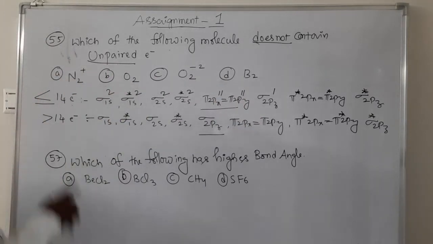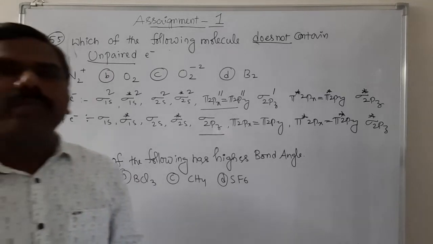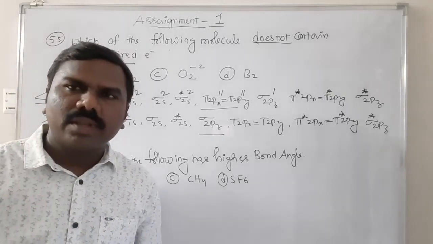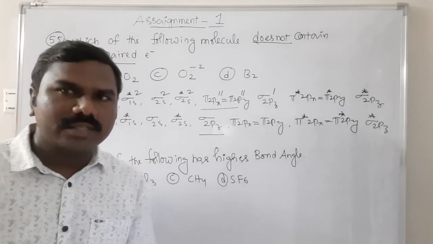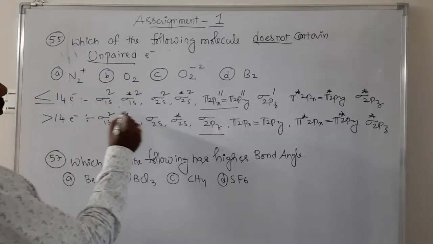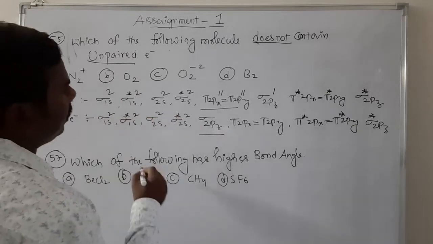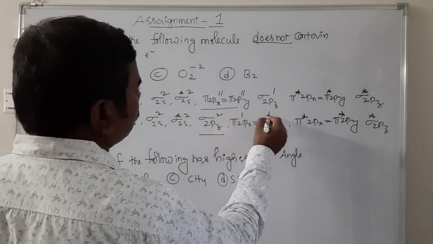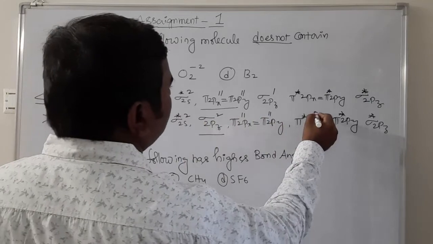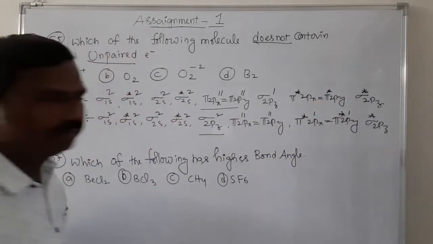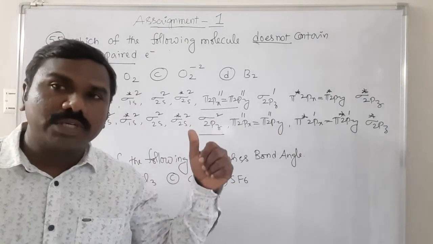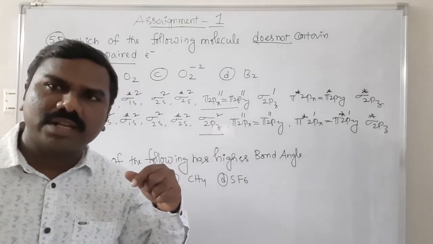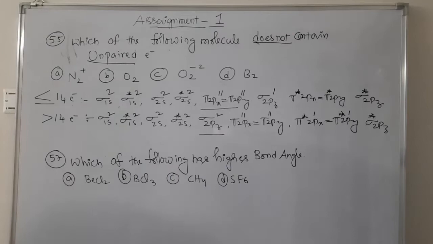O2: oxygen has atomic number 8, so 2 oxygens, 2 into 8, 16 electrons need to be filled. 2, 4, 6, 8, 10, 11, 12, 13, 14, 15 and 16. 2 unpaired electrons are there. That's why it is also a wrong option. We need the one that does not contain an unpaired electron. That is the right question here.